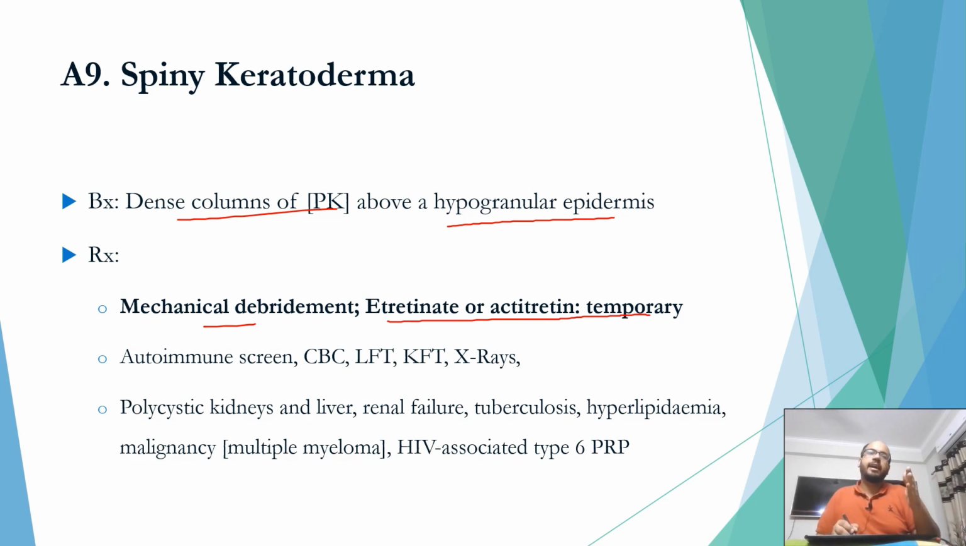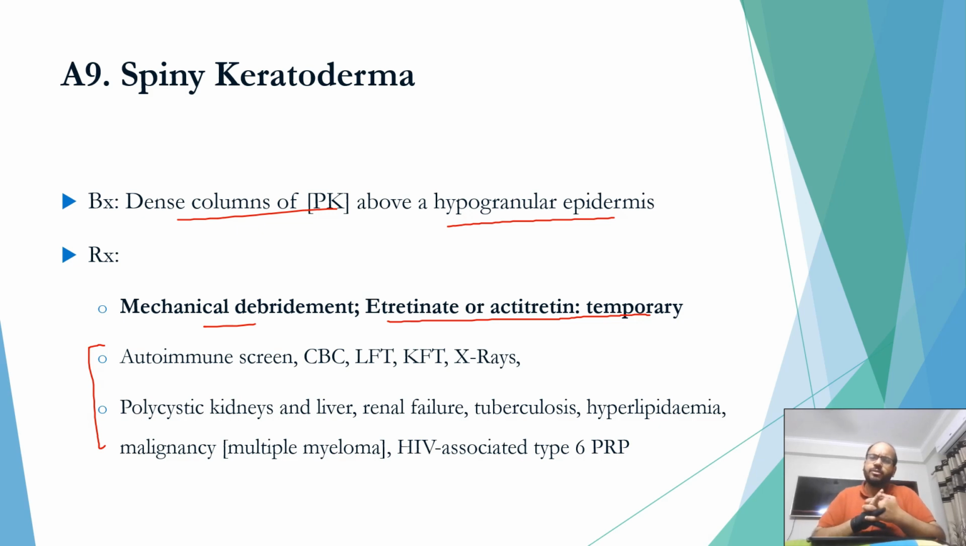Remember, acitretin has a major action on hyperkeratosis. So as compared to isotretinoin, acitretin is a better option to start in hyperkeratotic disorders like PPK. You may have to screen using an autoimmune screen, general baseline tests, or X-rays to look at different disorders that might be associated.